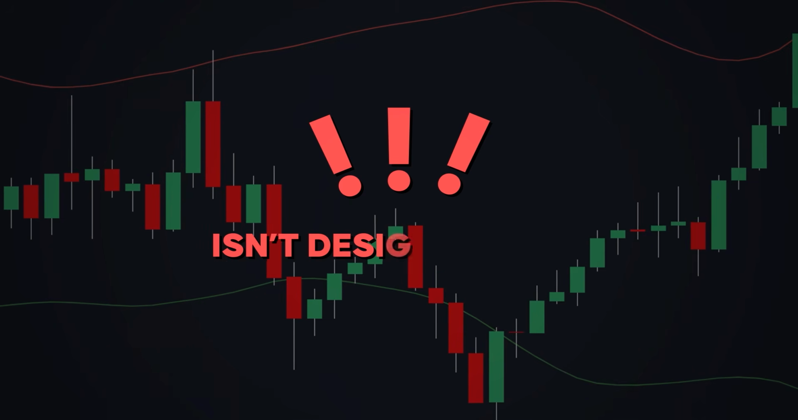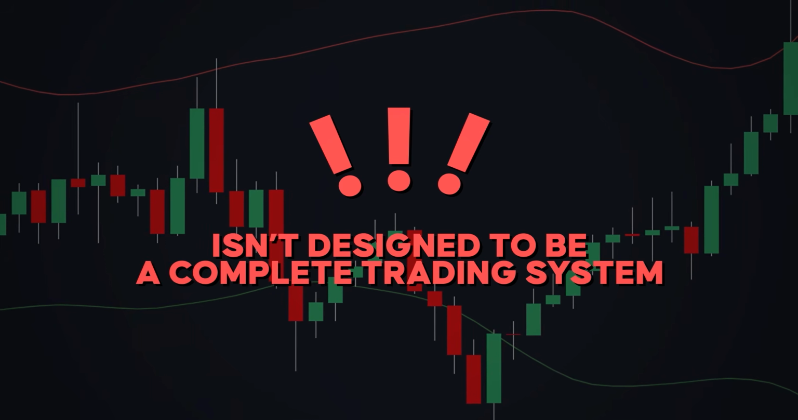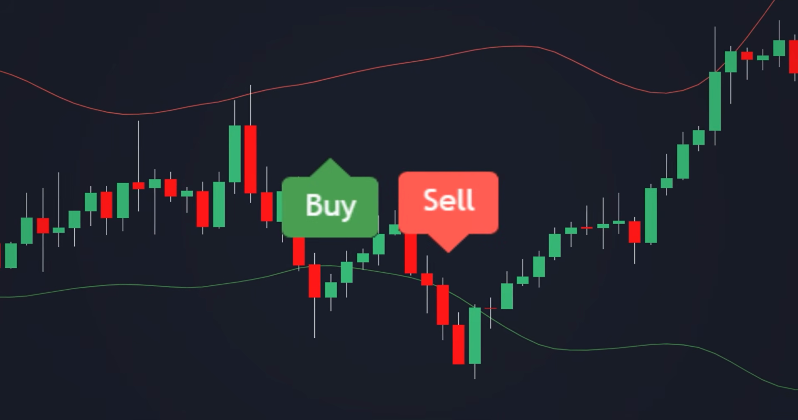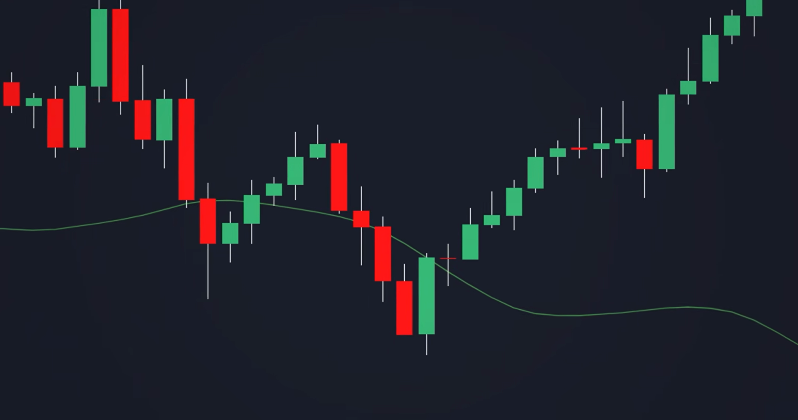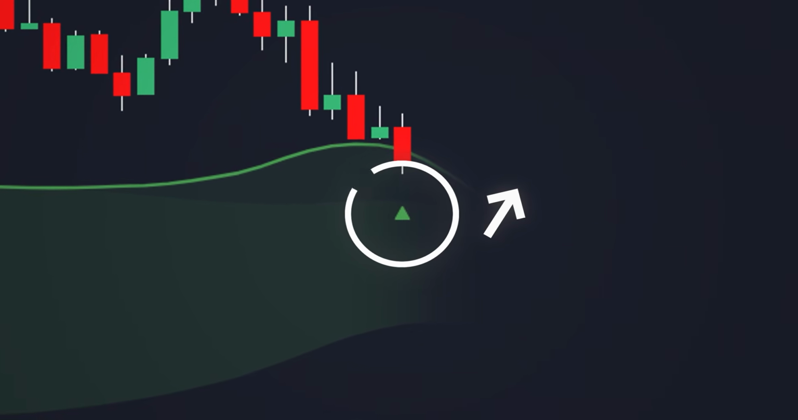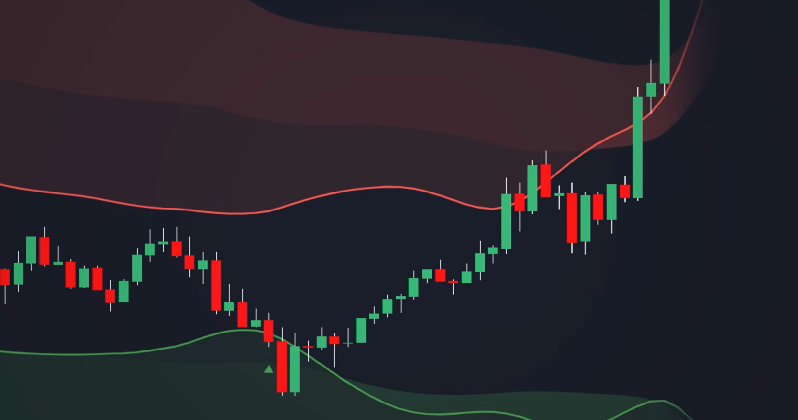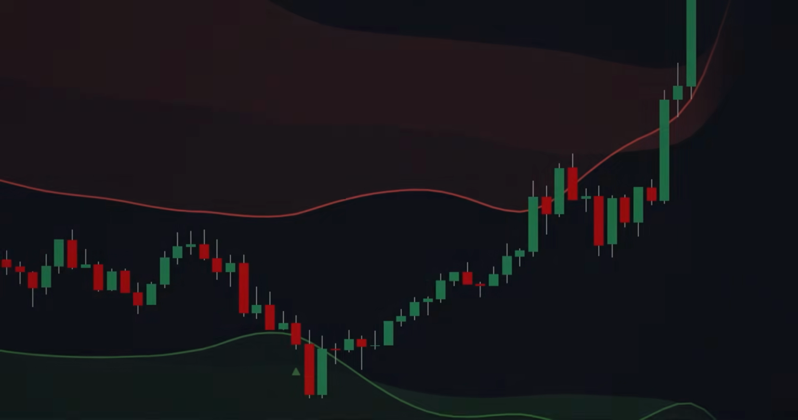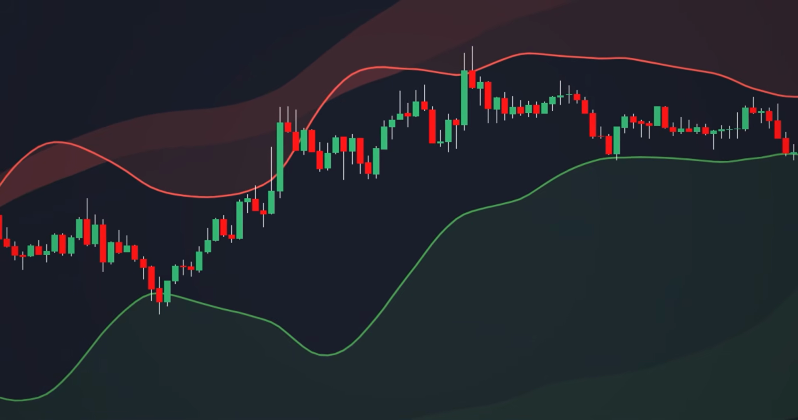And here's something you need to keep in mind. This tool isn't designed to be a complete trading system. It doesn't give buy or sell signals on its own. What it does give you is clarity, a clean view of how stretched price is and how volatile the market really is without feeding you false signals every few minutes. It's like cleaning your windshield. Now you can actually see the road.